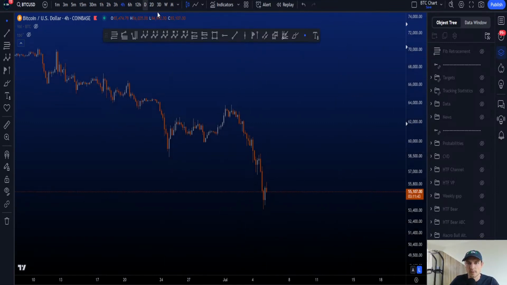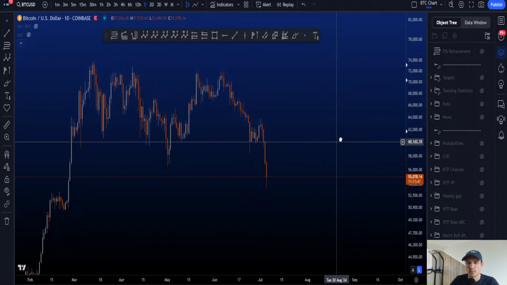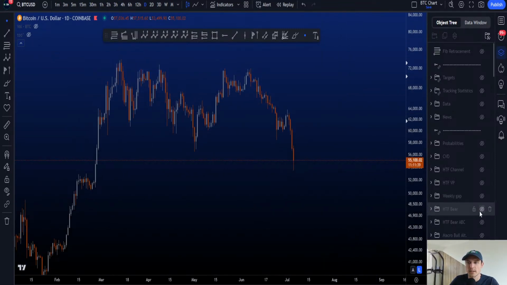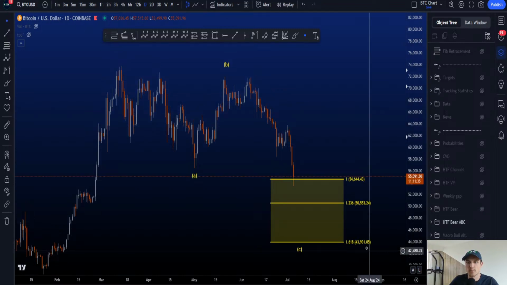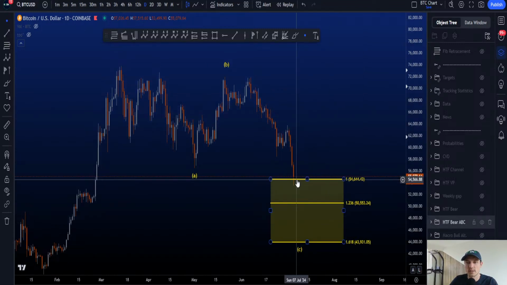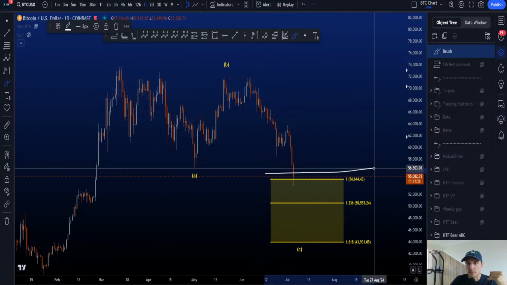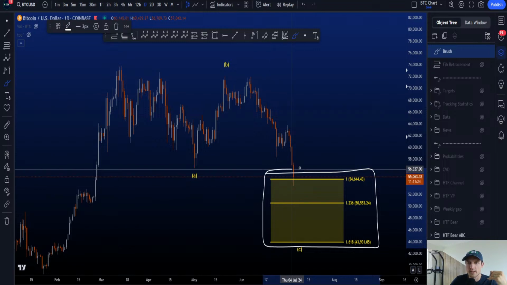On the daily time frame, however, we are now reaching interesting target areas. For example, for the zigzag, we have now touched the 1-to-1. This is a target for a wave C. And that means that now here, it starts to be interesting to look for signs of strength, signs of support, to turn around and see strength and price moving back towards the upside.